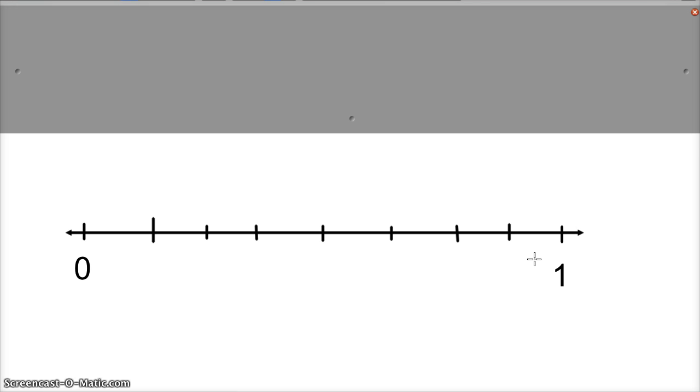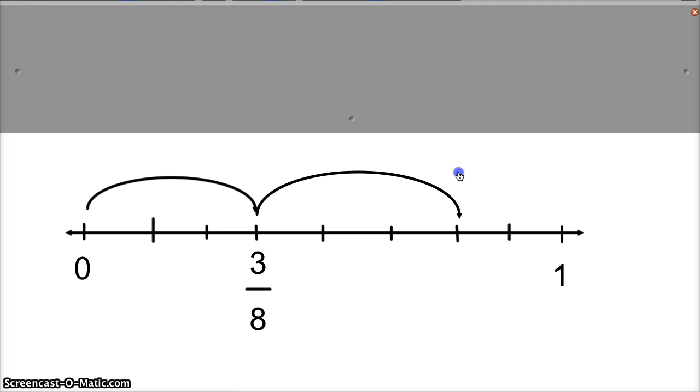Okay, this time I only want you to show me where 3/8 would be. So only label 3/8. And that would be right there. 1, 2 on the third one. So I want you to show me what 3/8 plus 3/8 would look like using arrows on this number line. So starting at 0, there's 3/8 plus 3/8.